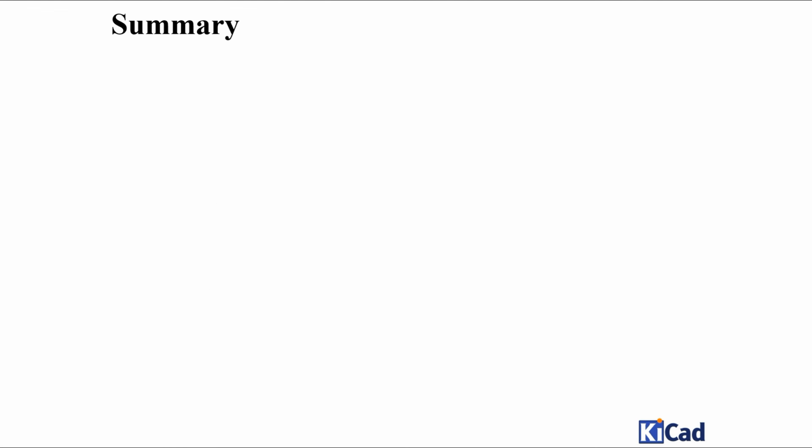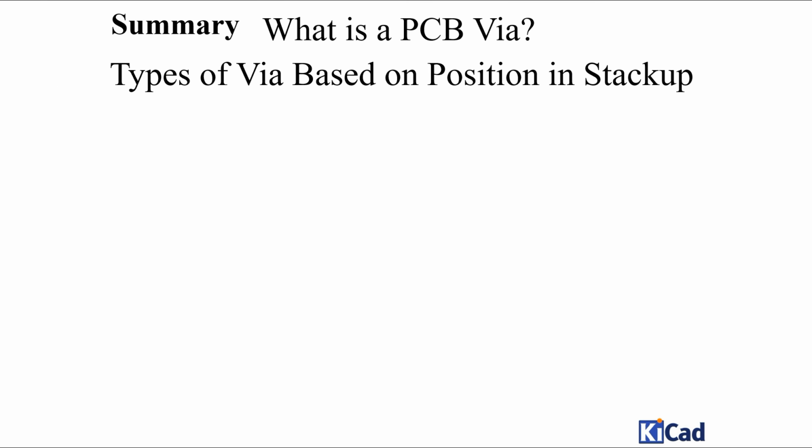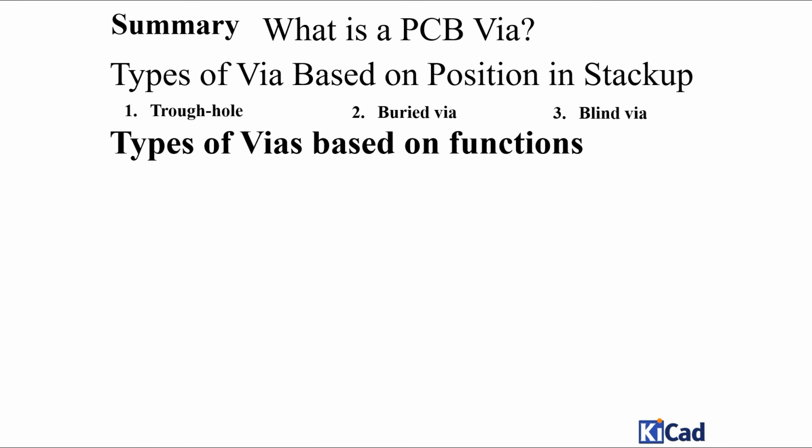To summarize all that we have studied in this video, first we discussed what a PCB via is, a vertical interconnect access that connects different layers of the PCB with one another. Then we discussed types of via based on position in stack up. There are three types: through hole via, buried via, and blind via. Then we saw vias based on function. There are four types: micro via, thermal vias, via in pad, and stitching vias.